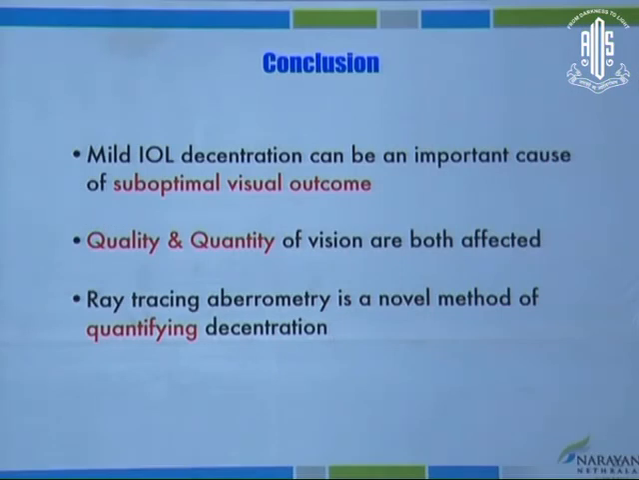To conclude my talk, I would say, mild IOL decentration is an important cause for suboptimal visual outcome both in terms of monofocal and premium IOL patients. It affects not only quantity but also quality of vision. And using ray tracing aberrometry is a novel method to quantify decentration in these cases. The clinical application of our studies would be more futuristic. Based on this, probably trying it at multiple centers, we can go ahead and design IOLs in such a way that such a mild amount of decentration should not affect the outcomes later on.